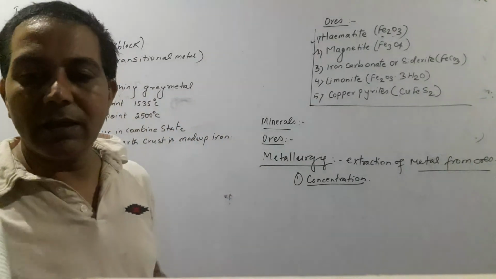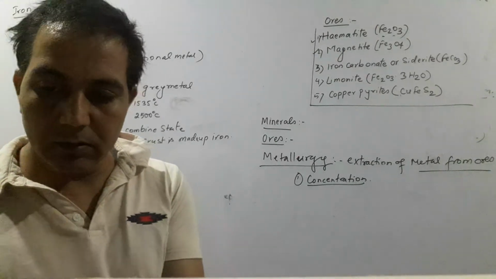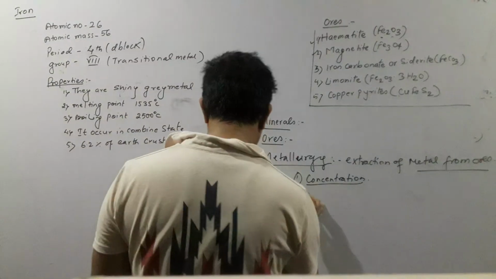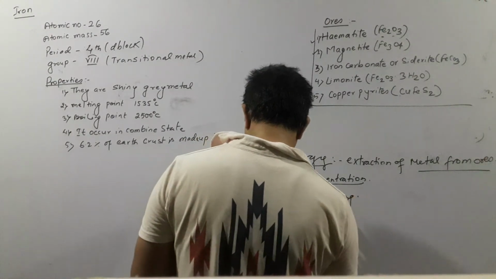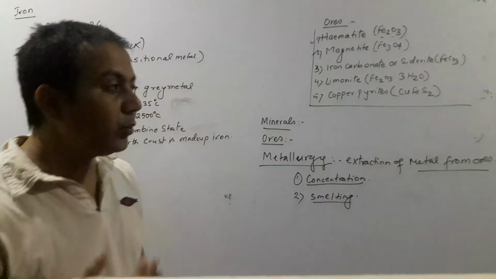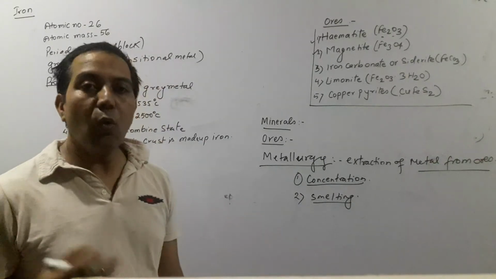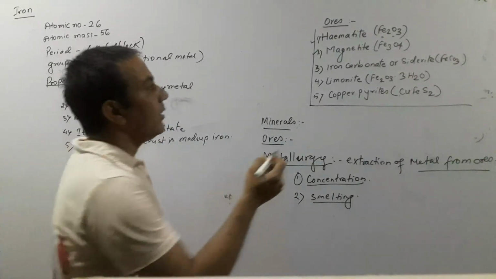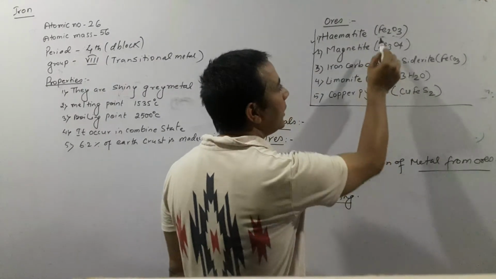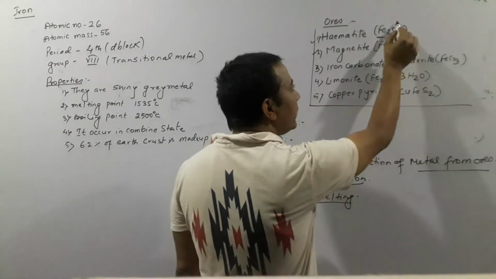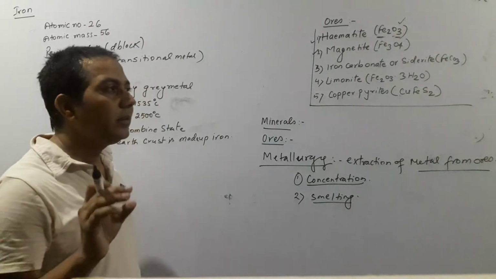Then the next one is smelting. Smelting means the chemicals which are present in the ores, like for example iron with oxygen. If we see iron with oxygen, we have to remove this oxygen. Okay, we are removing this oxygen.